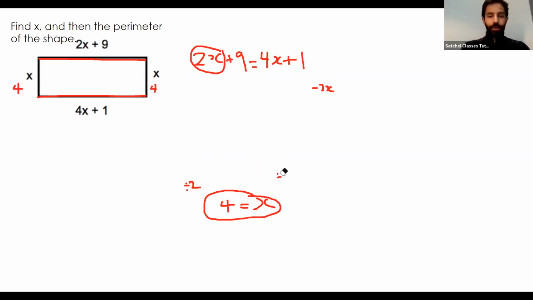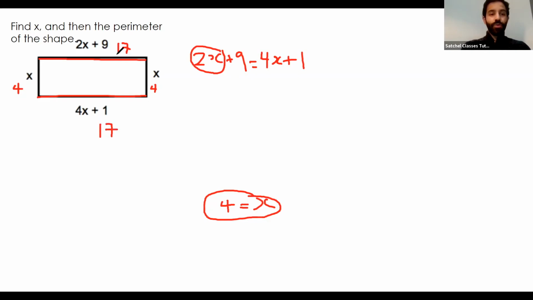And should hopefully be done. There we go. So this side's going to be 4, this side's going to be 4, and this side is going to be, well, 2 times 4 is 8. 8 plus 9 is 17. And then 4 times 4 is 16. 16 plus 1 is also 17.